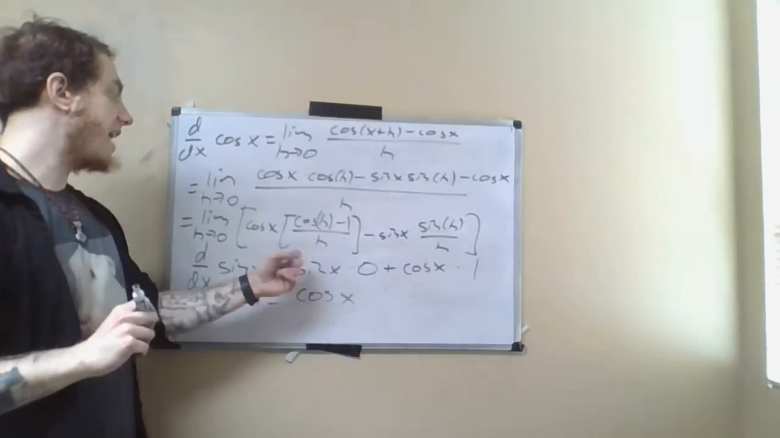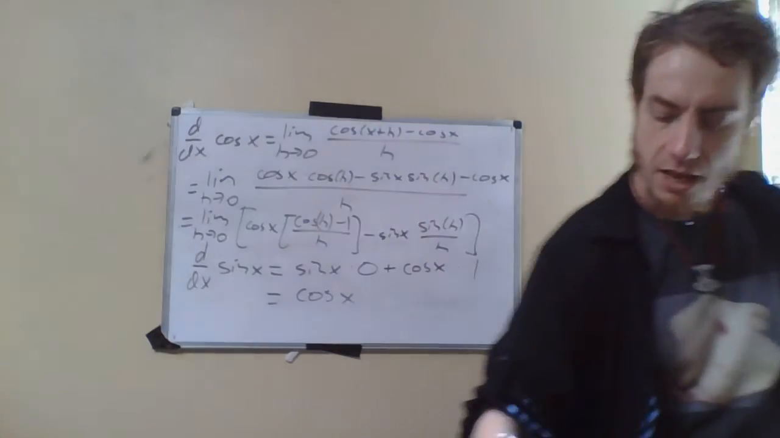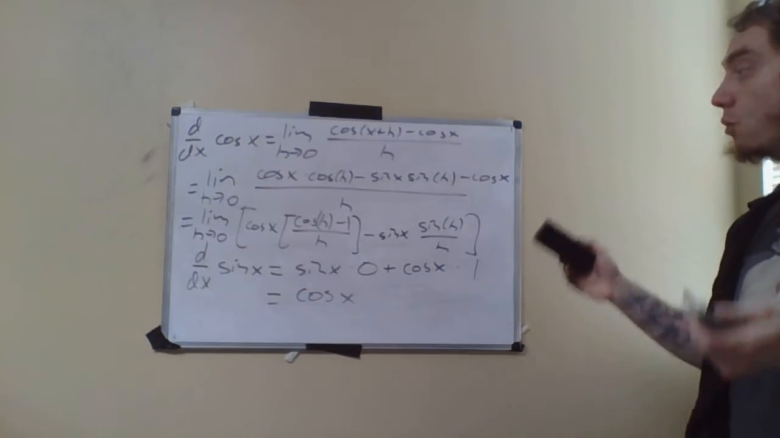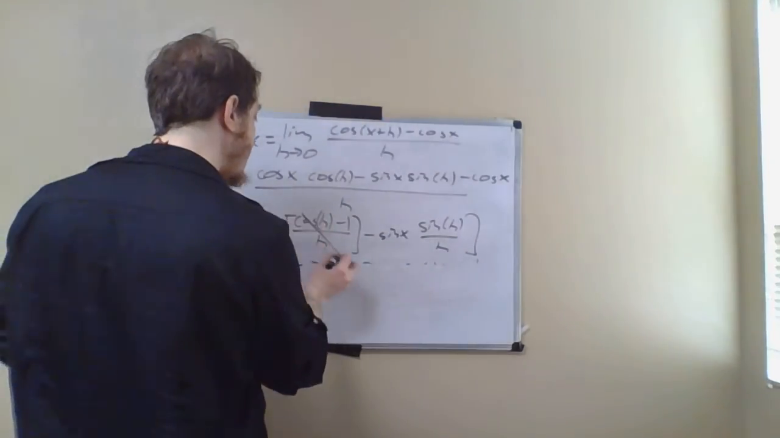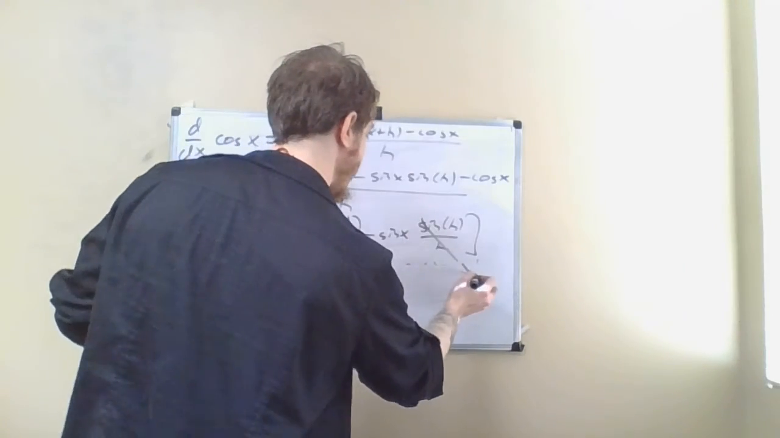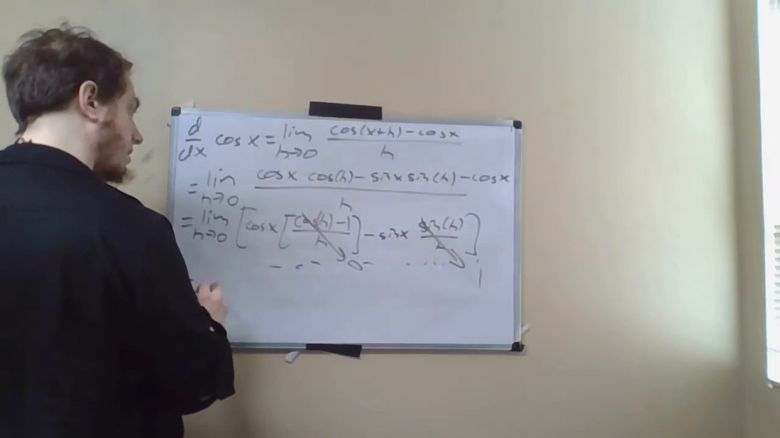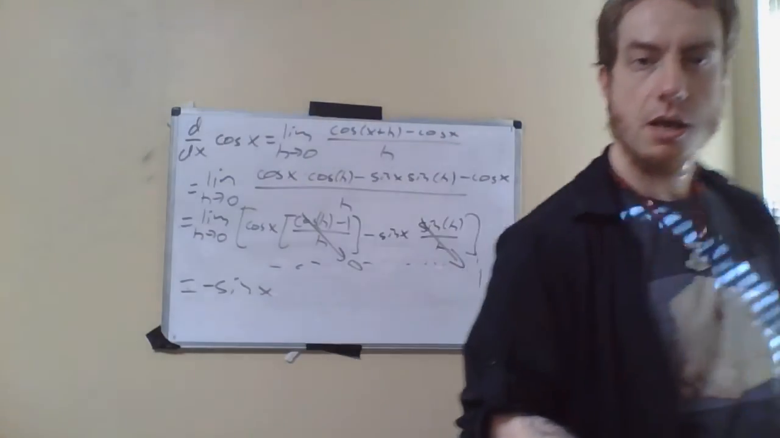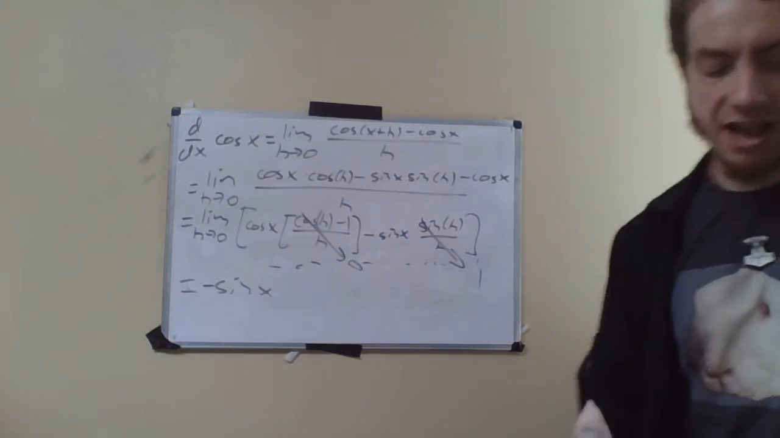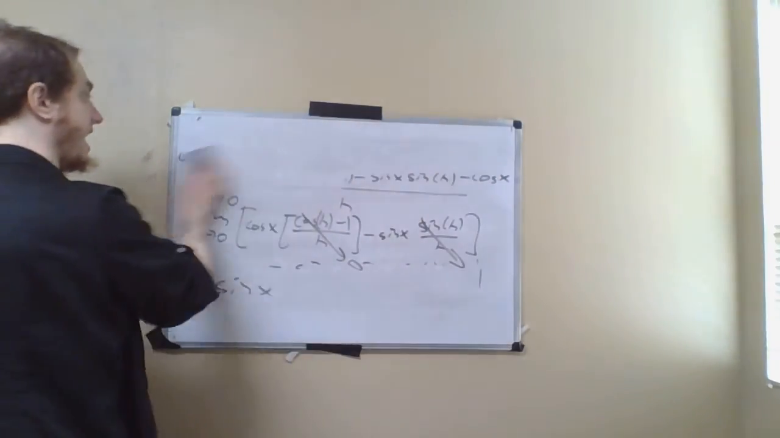So notice we've now got to deal with the same two limits as we did in the case for sine x. Well, we already figured out what those are, so we're all set with this. And we see that this is 0 and this is 1. And therefore, this comes out to be negative sine x. So there we go. We have just derived the derivatives here of sine x and cosine x.